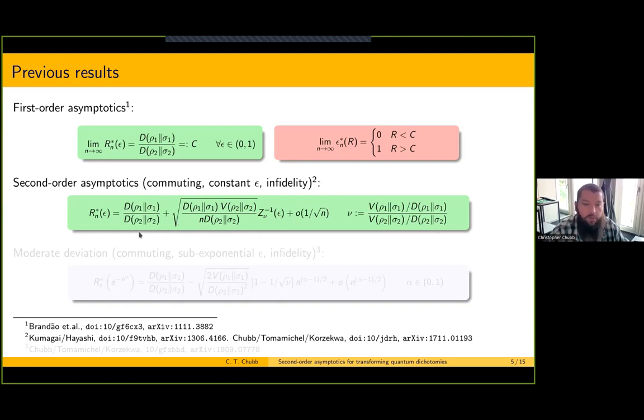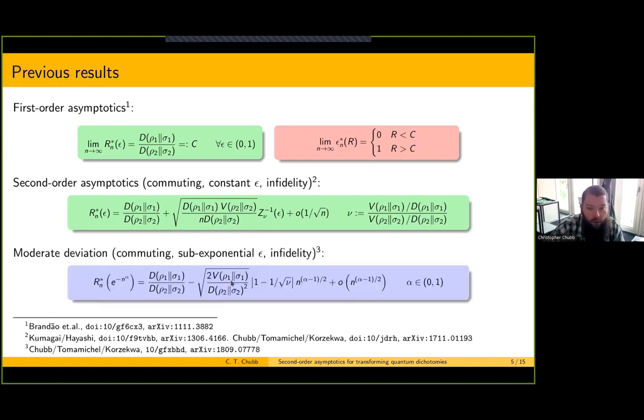Right, and then we extended this. The expression that I've written here is the extension to the thermodynamic setting, where you now have these second states. But we required that all of our dichotomies were commuting, right? So rho 1 and sigma 1 commute, rho 2 and sigma 2 commute. That's the main limitation there, and it's an infidelity, which makes the proofs a little bit more annoying.